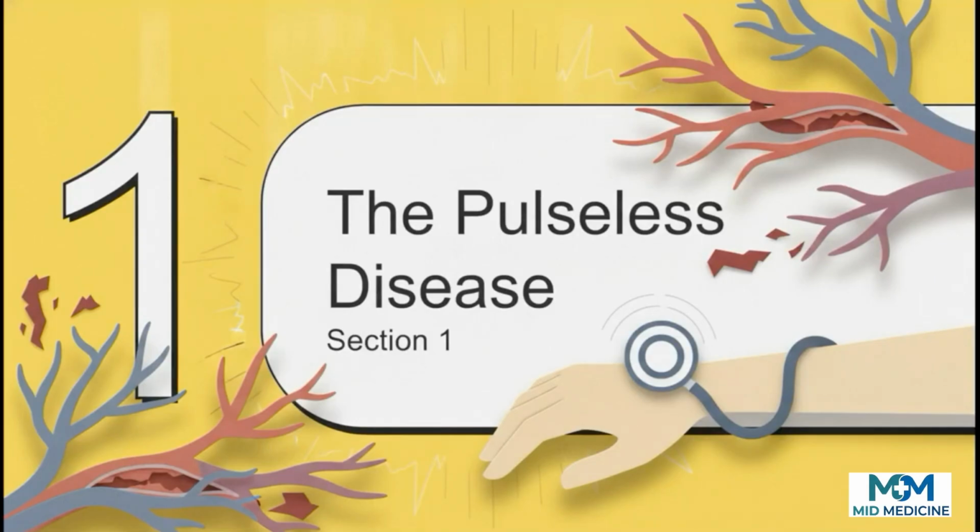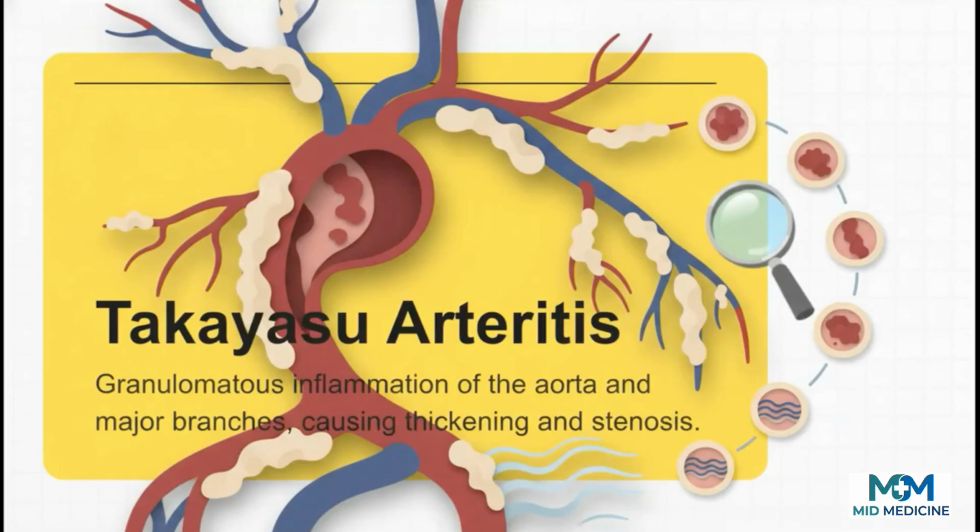Section 1. The pulseless disease. To really grasp the clinical signs you're going to see at the bedside, we absolutely have to start with the fundamental pathophysiology. Basically, Takayasu arteritis is a granulomatous inflammation of the aorta and its major branches. Think of it like a domino effect. This granulomatous process directly causes the walls of these massive, critical blood vessels to thicken up. And obviously, when those walls thicken, the lumen, the actual space where the blood needs to flow, gets dangerously narrow. We're talking severe stenosis here.